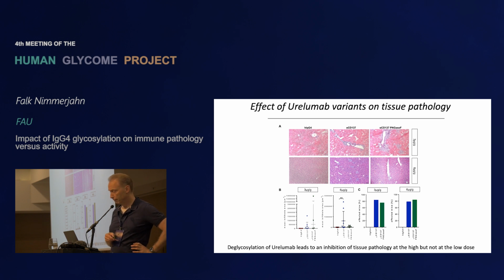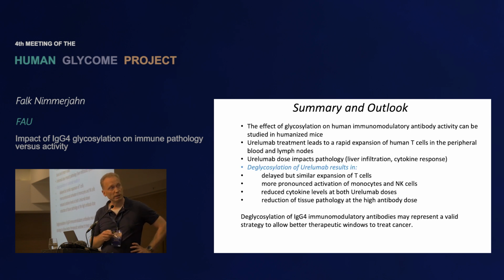of this antibody. Okay, that brings me to the summary and what we probably can do. So the effect of glycosylation on human immunomodulatory antibodies, we can study that in humanized mice, and this is really something that is totally underappreciated in immunomodulatory antibodies, that we can use glycoengineering to vary it, to make them better, to maintain their immune stimulatory activity while preventing their pathology. It leads to a very rapid expansion of T cells in these mice, and the dose impacts the pathology. I think this is all very important to note, that this humanized mouse model recapitulates that, because in classical mouse models you sometimes don't see that.